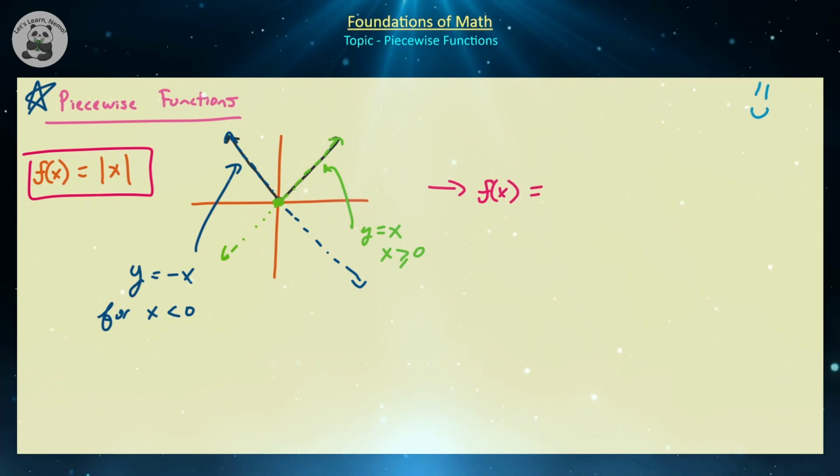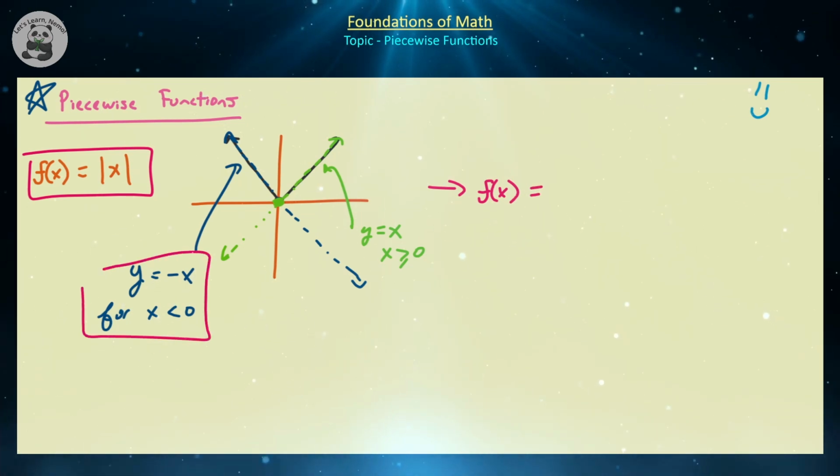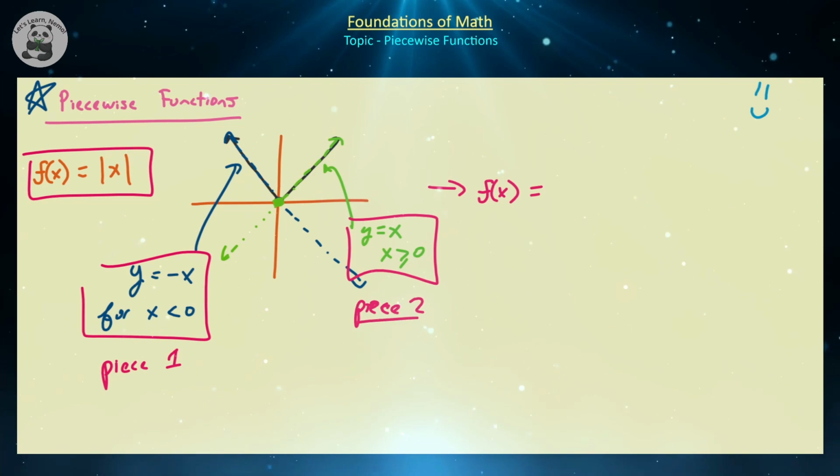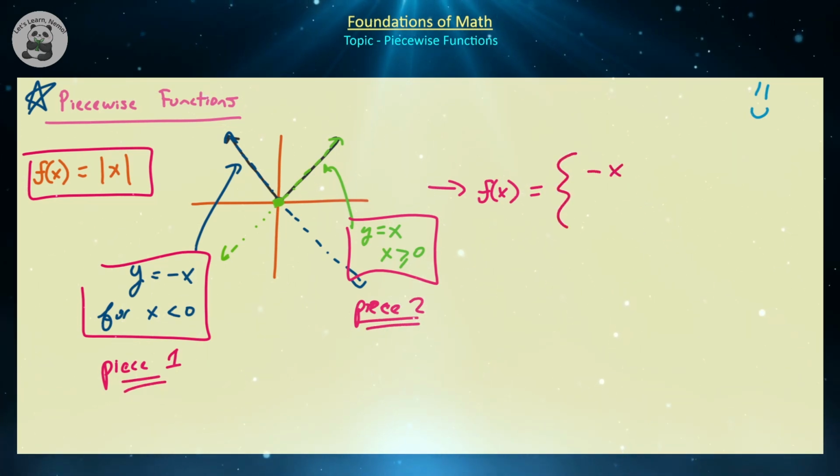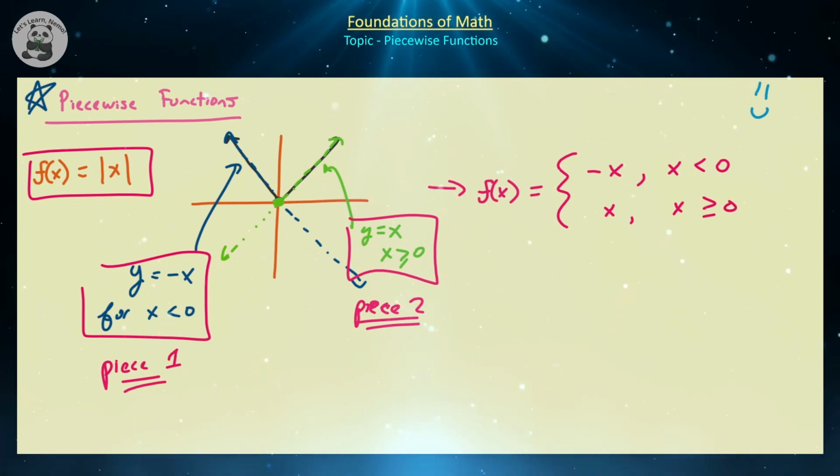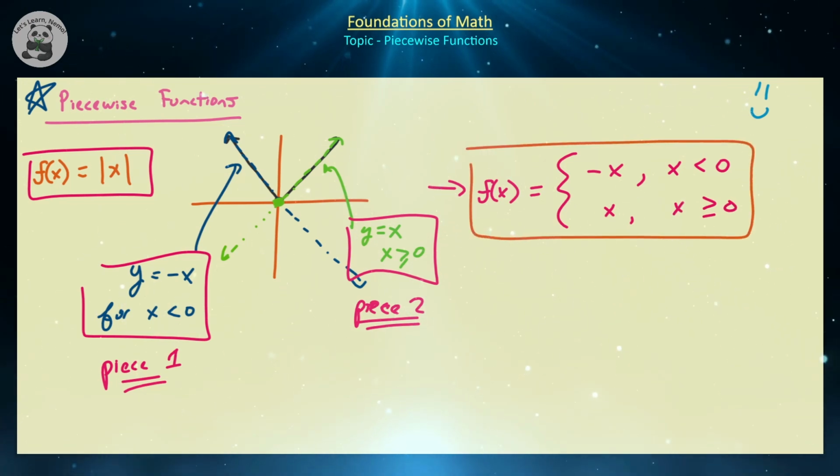So f of x is going to be equal to, so this is going to be, for example, piece 1 of our piecewise function, and this is going to be what we refer to as piece 2 of our piecewise function. So piece 1 is going to be equal to the curve minus x, and this is going to be true for x less than 0, and then we're going to have positive x for x greater than or equal to 0.